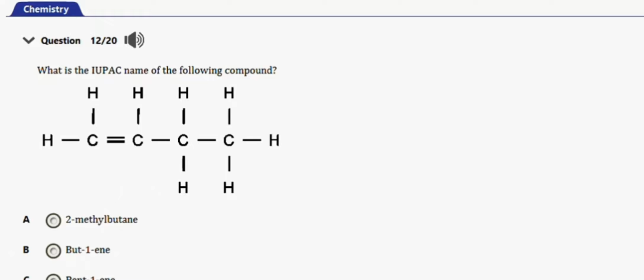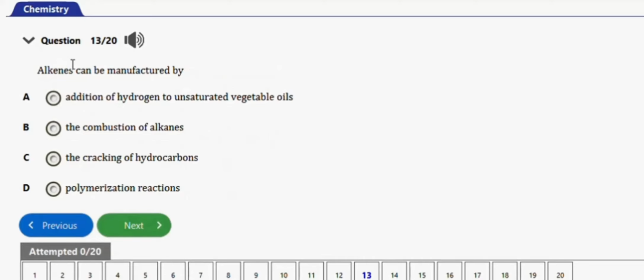The next repeated question will be this one. So it says alkenes can be manufactured by addition of hydrogen to unsaturated vegetable oils. No. The combustion of alkanes. No. The cracking of hydrocarbons. Yes, so that's the right answer. The next repeated question will be this one.